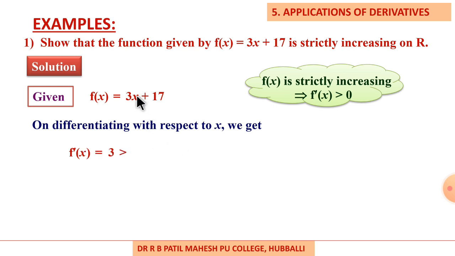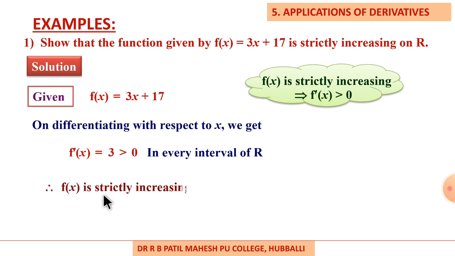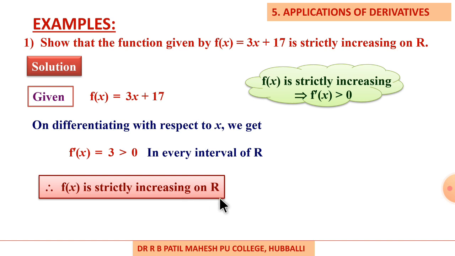On differentiating with respect to x, we get f dash of x equal to 3. If we differentiate this function with respect to x, the derivative of 3x is 3, and the derivative of 17 is 0. So the answer is 3, and this number is greater than 0 in every interval of R. Therefore f of x is strictly increasing on R. So this is a simple concept: when a function is given, first find f dash of x. If it is greater than 0, we call it a strictly increasing function.